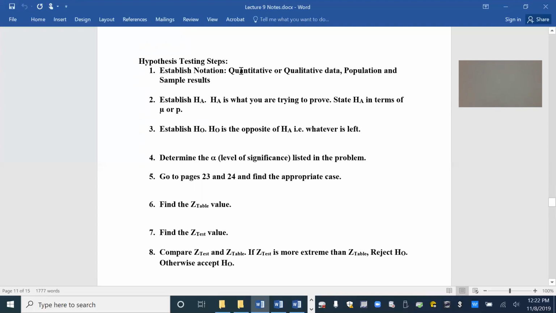Establish your notation. Do we have quantitative data? We have qualitative data. Say, what do we know about the population? What do we know about the sample? It's what we do the entire second half of the semester. Next, read the problem. Say, who's got the burden of proof? That's HA. State what we're trying to prove in terms of a mu or a p. The average of everybody or the proportion of everybody. Okay, whatever's left is HO.